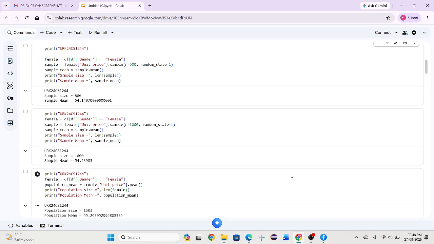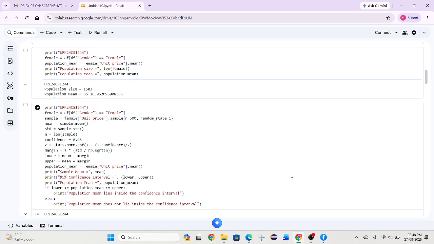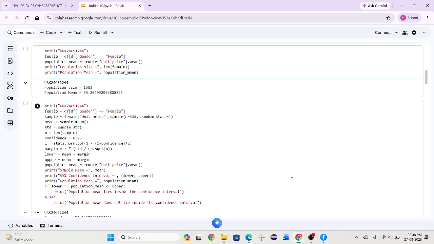Next, third question. In the previous two questions, we calculated the sample mean, but in this question, we calculate the population mean. This helps us to compare our sample results with the actual population result. Actually, population means the complete set of data that we are considering.